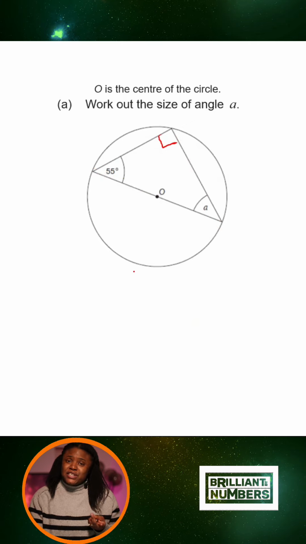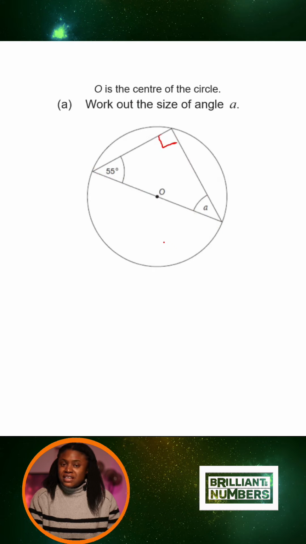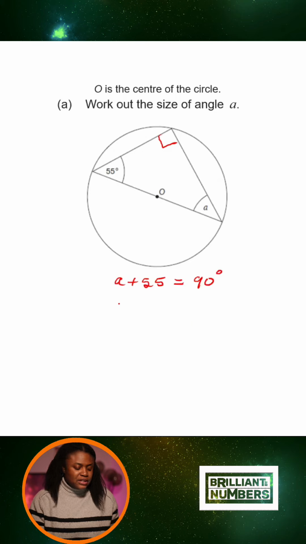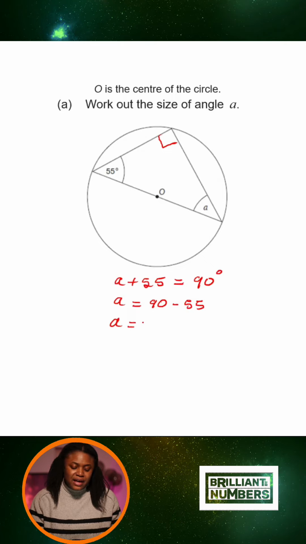I have two approaches I could now take for this question. I know that 55 and A also add to 90 degrees, since angles in a triangle add to 90. That's the easiest way. So I'm going to say that x add 55 degrees should also be equal to 90 degrees. Therefore, A has to be 90 take away 55 degrees. So 90 take away 55 is equal to 35 degrees. So A therefore is equal to 35 degrees.